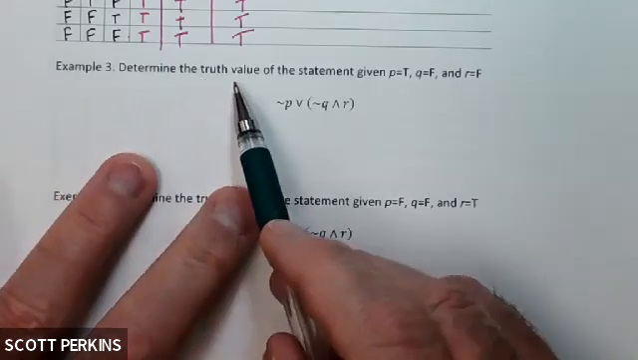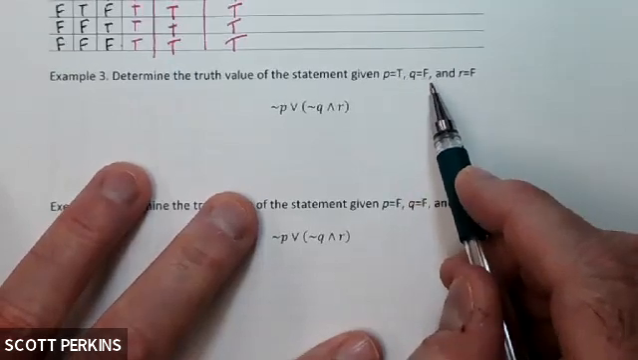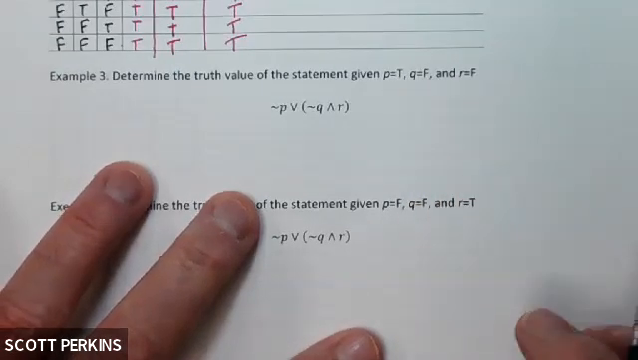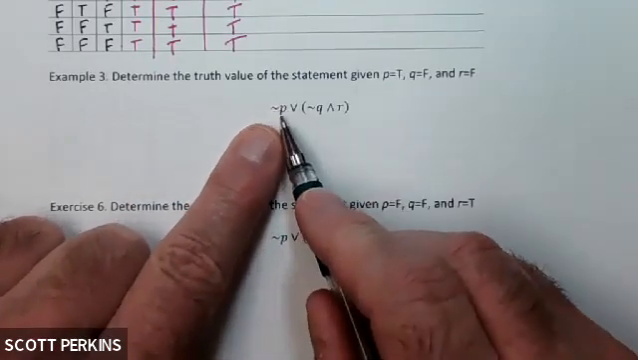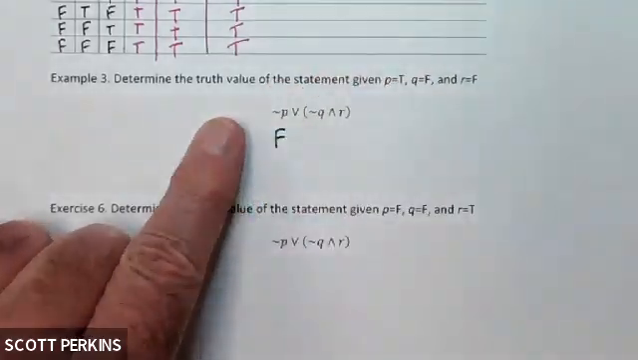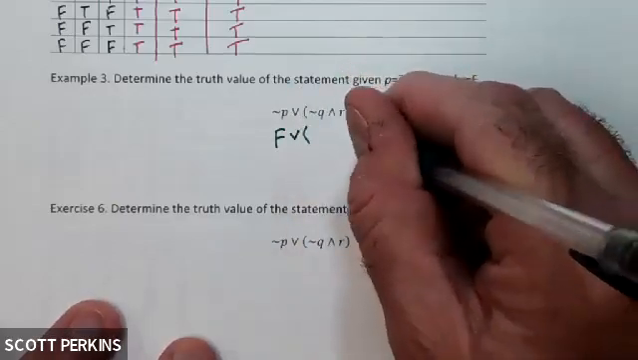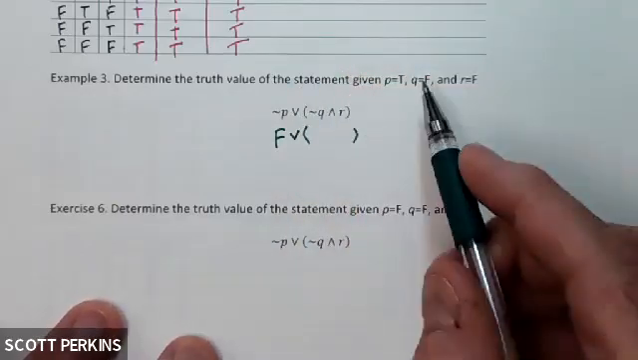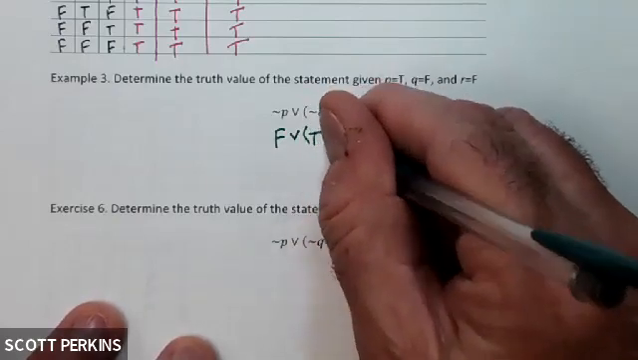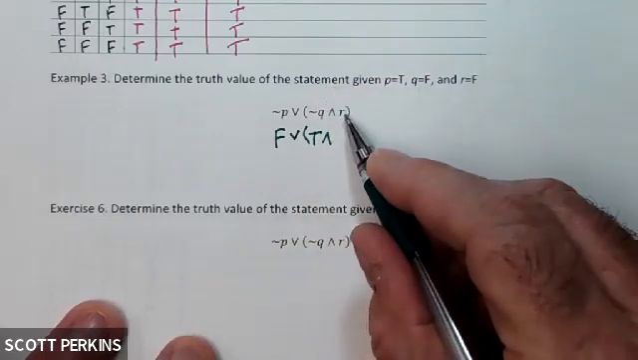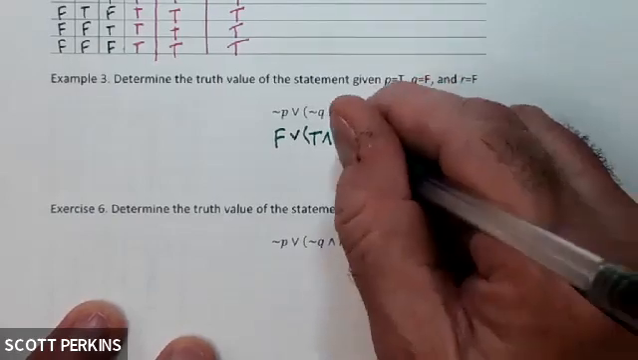We're going to determine the truth value of the statement right here, given that P is true, Q is false, and R is false. Okay, that's what we're going to input. So here goes. If P is true, what's the value of squiggly P? Okay, so I'm going to put an F right there. And then I've got an or and some parentheses. If Q is false, what's squiggly Q? True. And then I've got an and, then I don't have a squiggly in front of the R, so I'm just going to put the value of the R, and that is false. R is false.